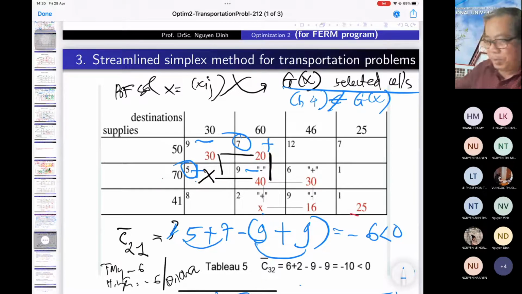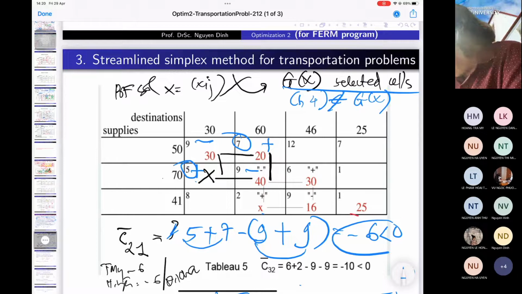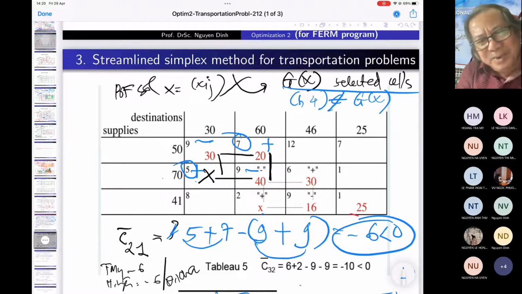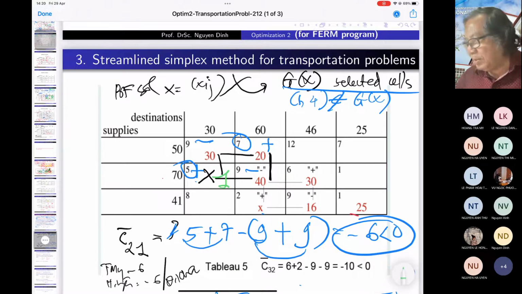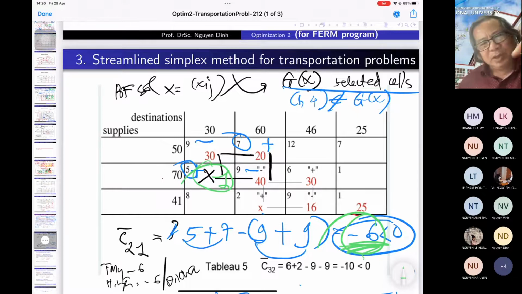Plus 5. So you see, when you have the cell with the C bar negative, it means that if you move some more units to that cell, 1 unit, then the cost will reduce by C bar, 1 to 1. For example, in this case, if you move 1 unit to this, then the cost will reduce by 6. Is that okay? And in that case, if you choose this with the minus sign here, it is the entering arc.